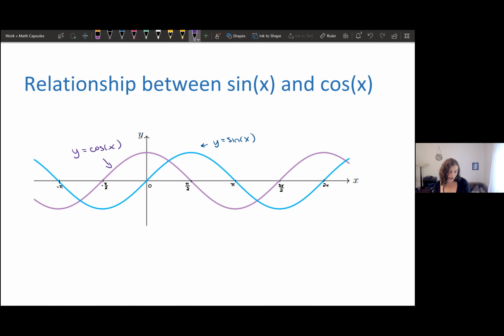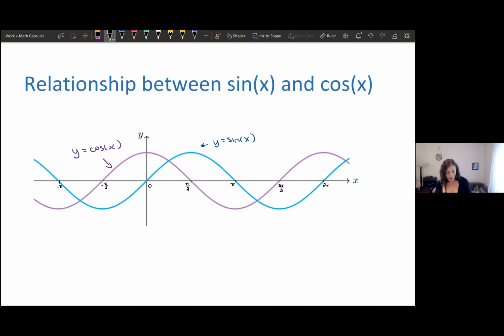Now let's take a look at these. What can we notice? They really have the same shape as each other. It kind of looks like the two graphs are the same, except one starts a little bit ahead of the other, or vice versa. There's some kind of shift happening.